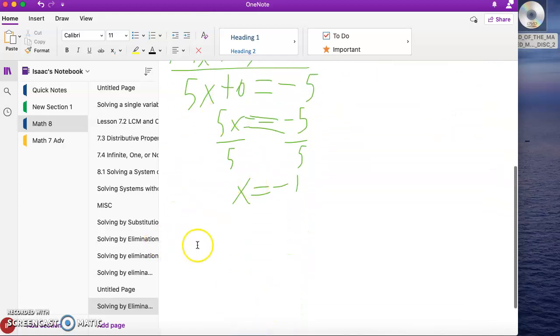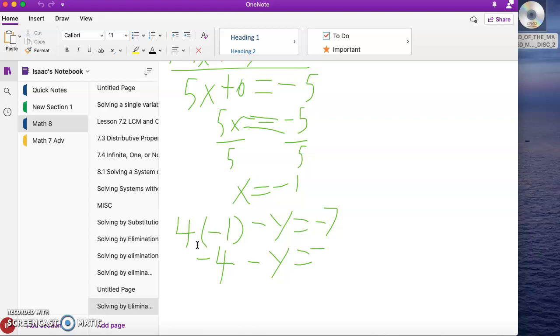So I'm going to say 4, because it's 4x minus y equals -7. So I'm going to use 4 times negative 1 minus y equals negative 7. Then I will say 4 times negative 1 is just negative 4 minus y equals negative 7.